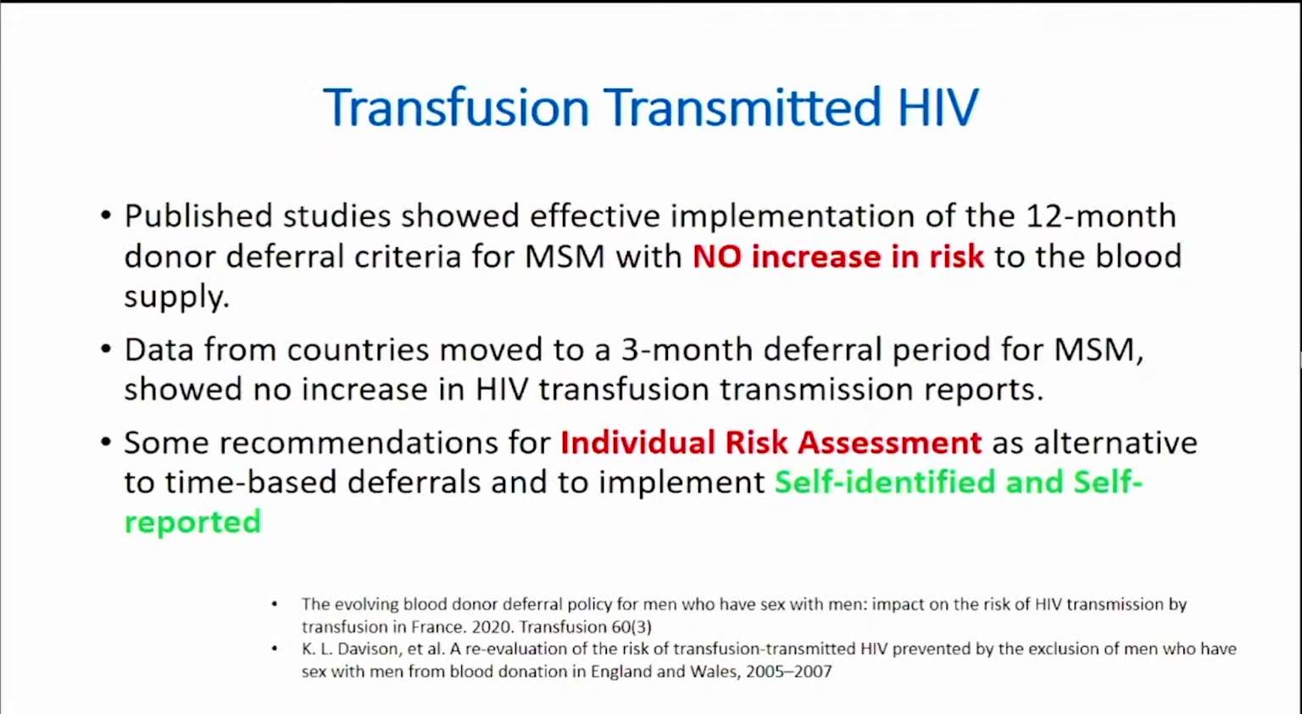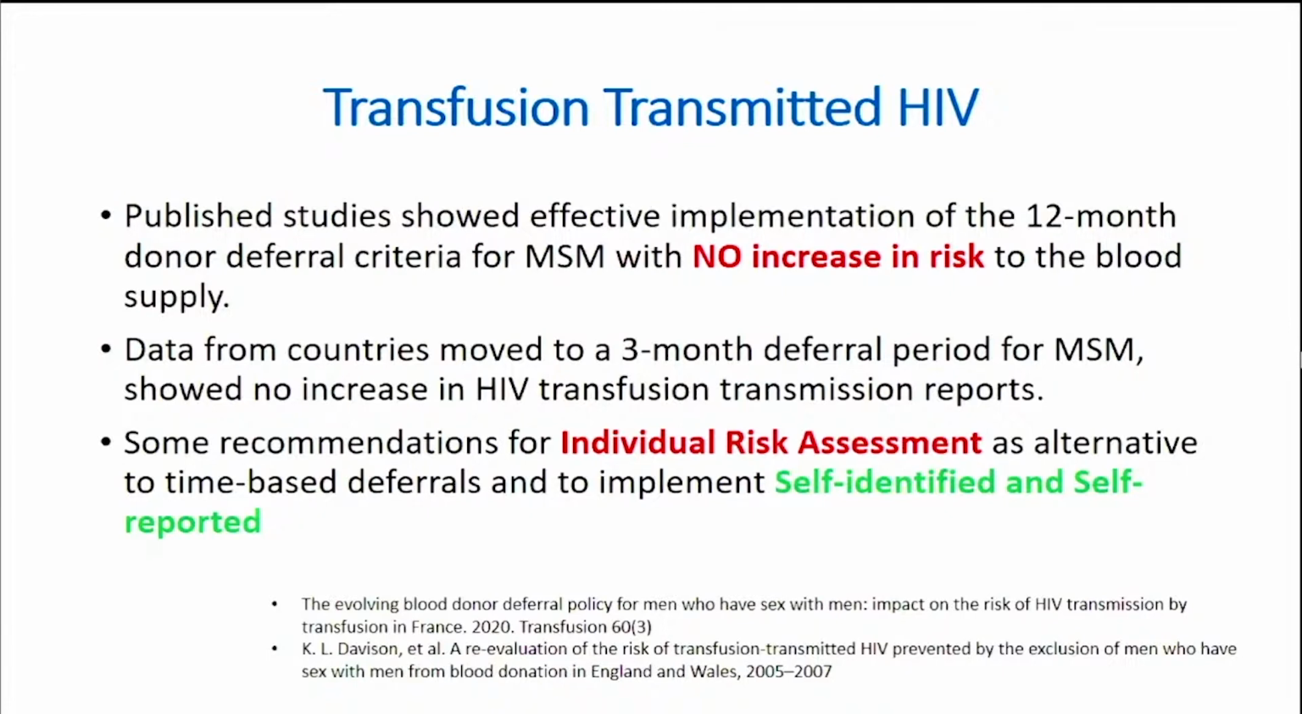There were many studies published between 2005 and 2020, and they show that implementation of a 12-month donor deferral for HIV risk practice shows no increase in the risk for blood component supply. However, the studies came from countries with very good health practice and very good testing, and they have a centralized donor testing and donor database. And therefore, these countries have moved from 12 months to 6 months and then to a 3-month deferral period.